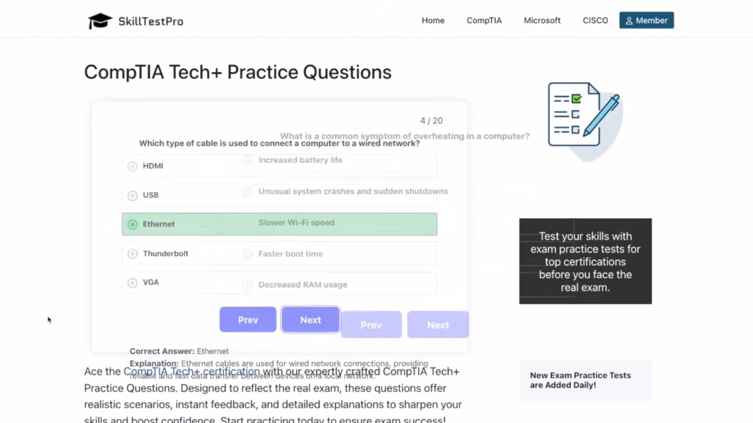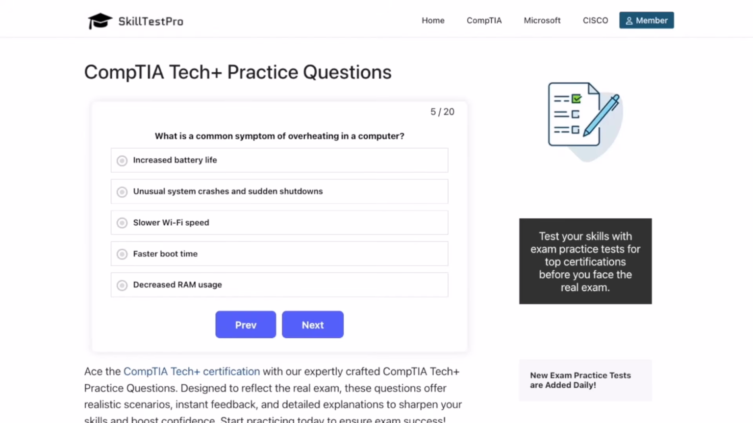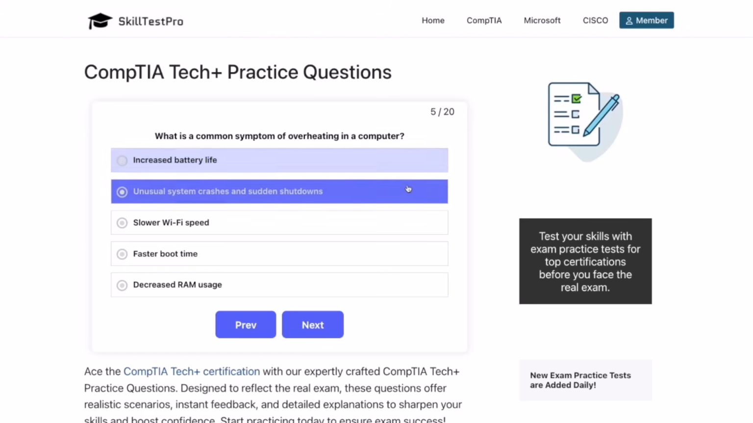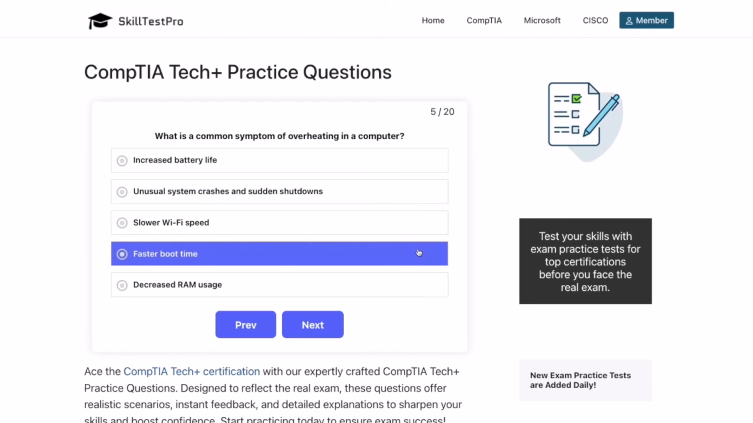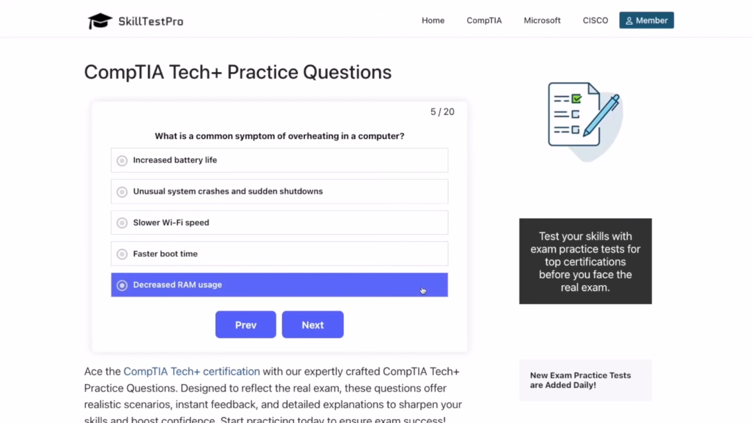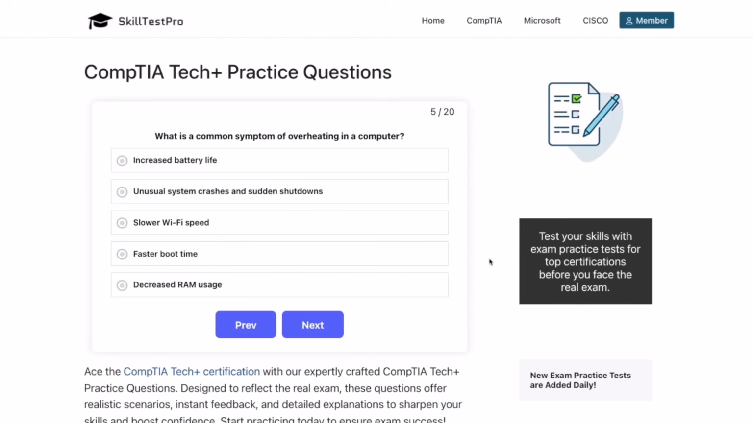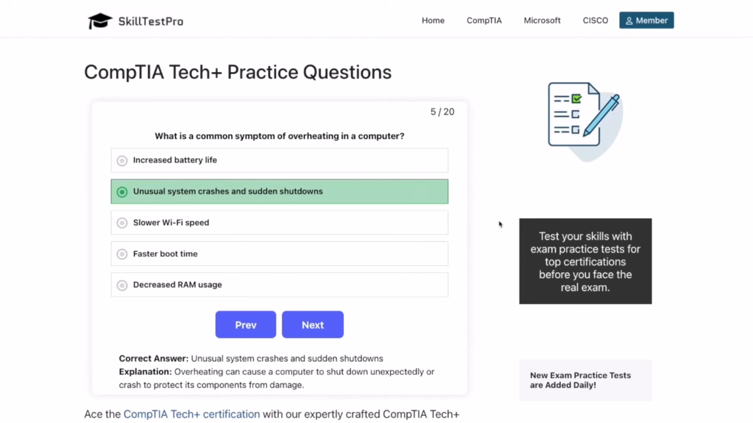All right, question 5. What is a common symptom of overheating in a computer? Increased battery life, unusual system crashes and sudden shutdowns, slower Wi-Fi speed, faster boot time, or decreased RAM usage? The correct answer is unusual system crashes and sudden shutdowns. Overheating can cause a computer to shut down unexpectedly or crash in order to protect its components from damage.